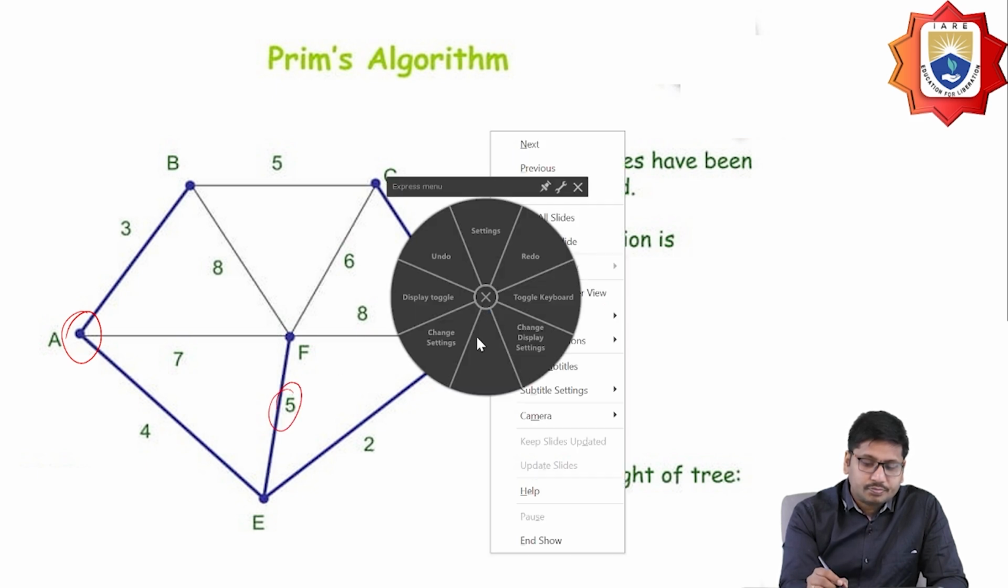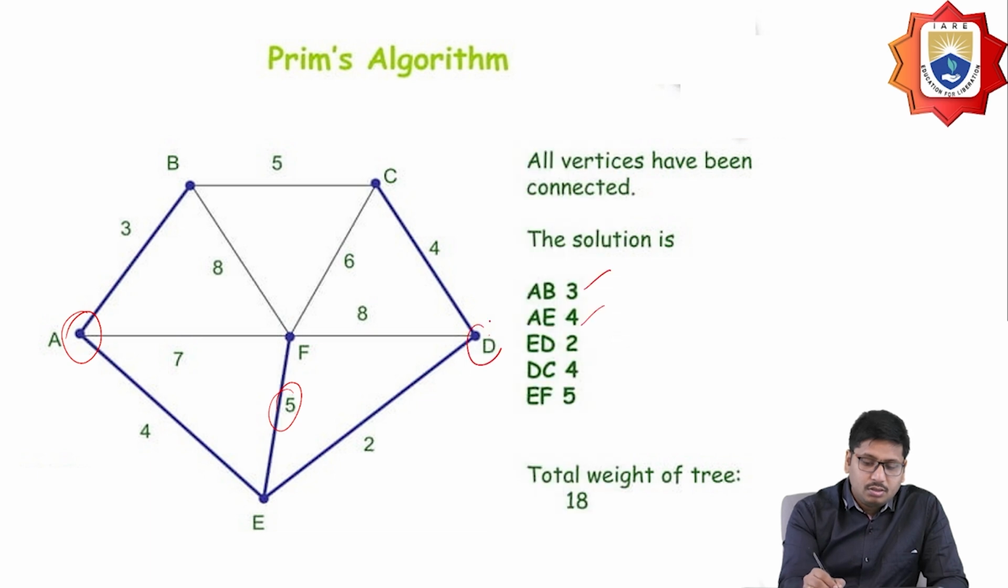But this should be the minimum one, right? So that's why I'm going to select ED.